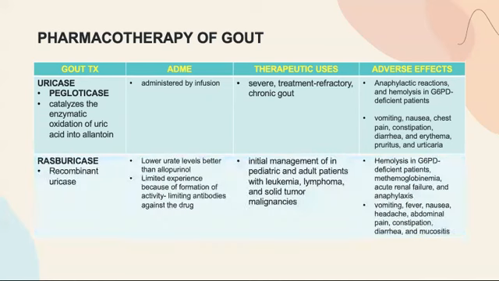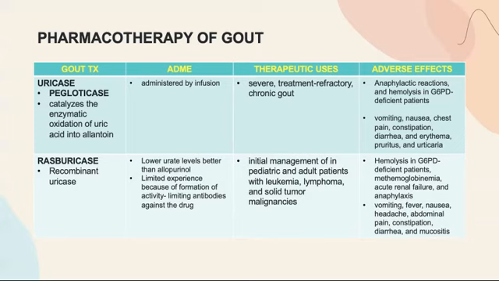Another drug is rasburicase. This is a recombinant uricase that has been shown to lower urate levels more effectively than allopurinol. It is indicated for the initial management of elevated plasma uric acid levels in pediatric and adult patients with leukemia, lymphoma, and solid tumor malignancies who are receiving anti-cancer therapy expected to result in tumor lysis and significant hyperuricemia. The experience with rasburicase for treatment of gout is limited because of the formation of activity-limiting antibodies against the drug.